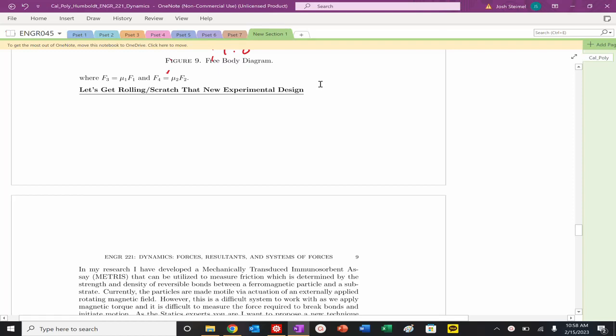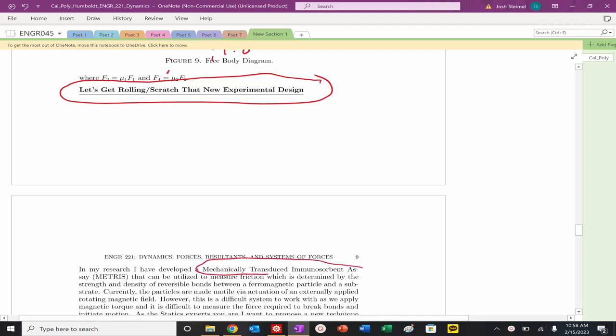And we are back, and today we're going to do an actual research problem. So let me tell you about an apparatus or a technique that I developed in my research, which is called the mechanically transduced immunosorbent assay, METRIS for short.